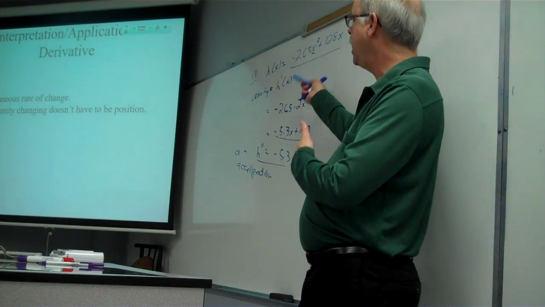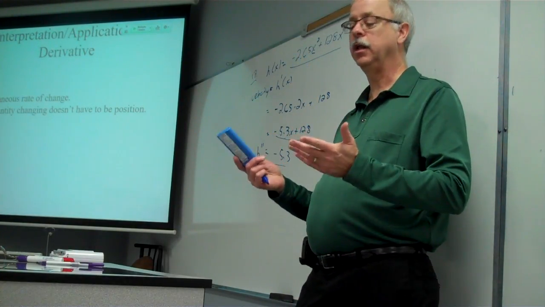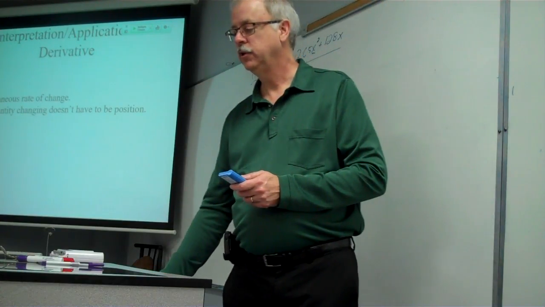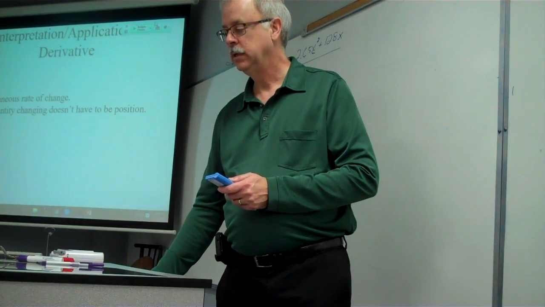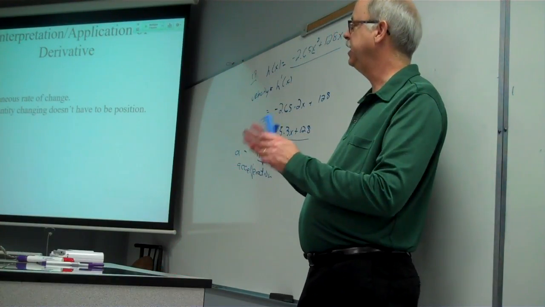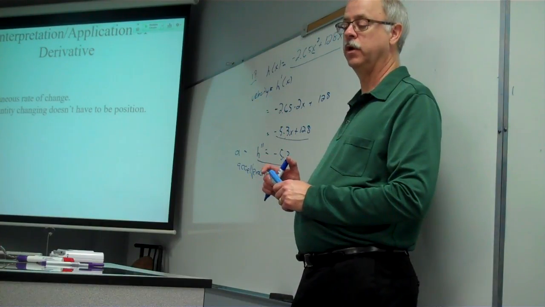If it's position or height, that rate of change is the velocity. If it's something else, it's still an instantaneous rate of change. We still compute it using the derivative. So we don't even necessarily have to know what our function is. If we're talking about the instantaneous rate of change for that function, we'll be taking the derivative.